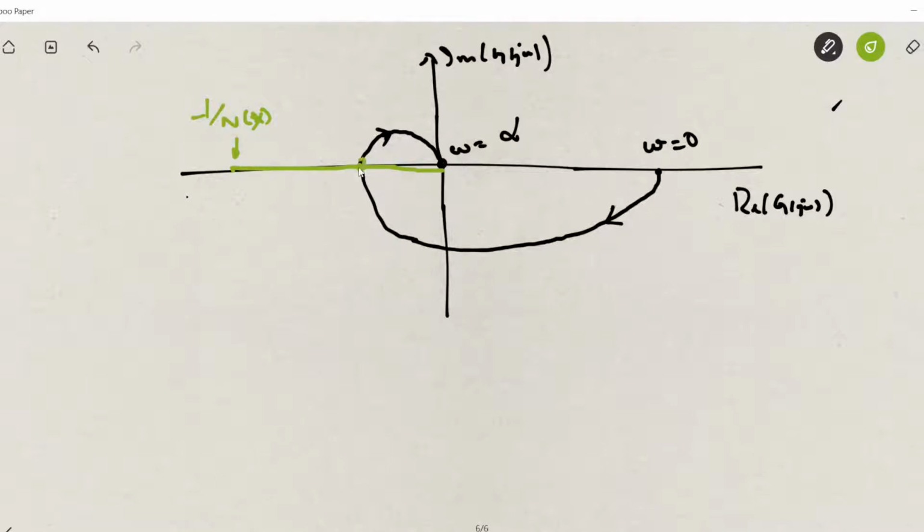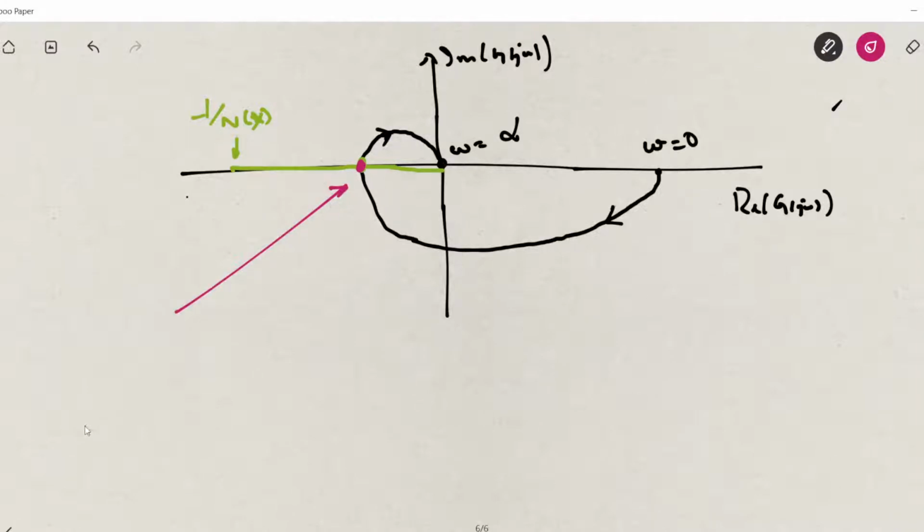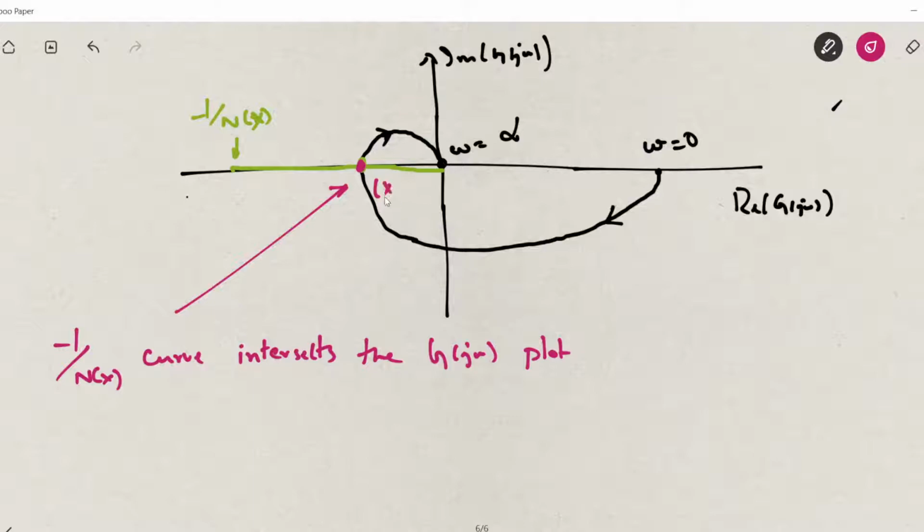Now since it intersects our system at this very point, the minus 1 by N(X) curve intersects the G(jω) plot at a particular location, say for example the values of magnitude and frequency are X and omega at this point. So you can actually calculate X and omega, we will be calculating that. So it does intersect this curve, therefore this system does have a limit cycle.